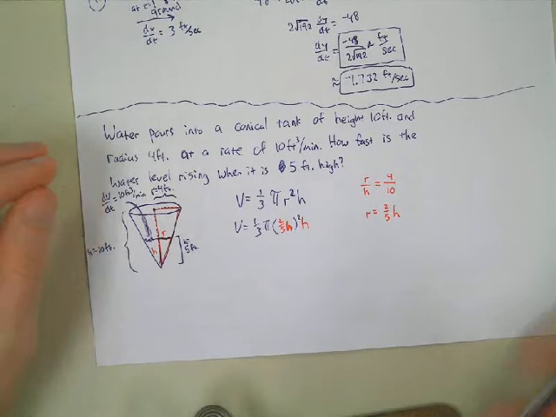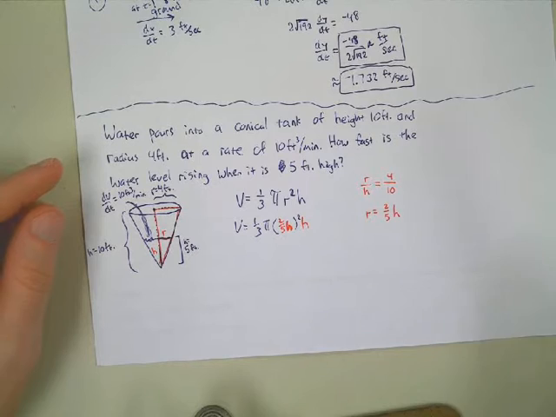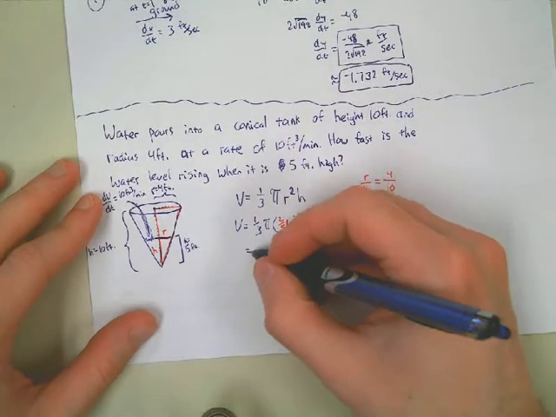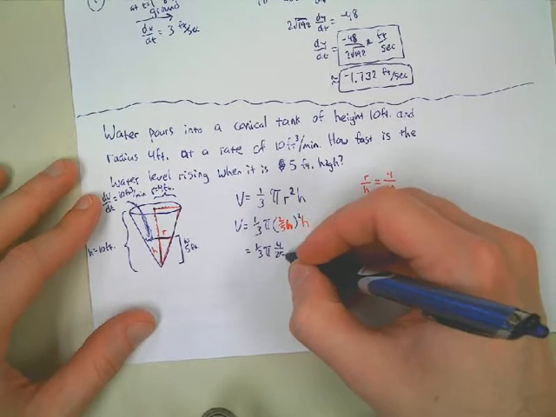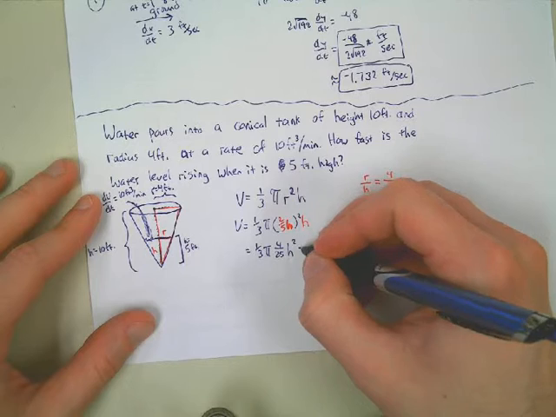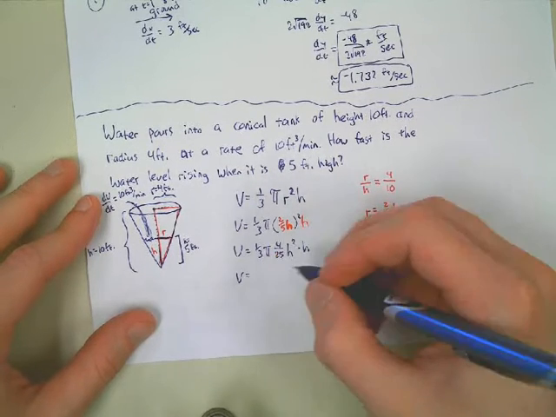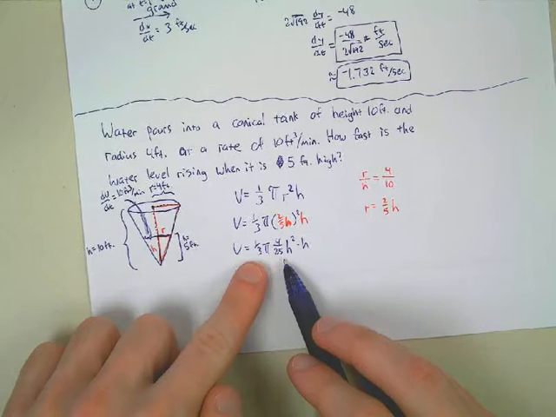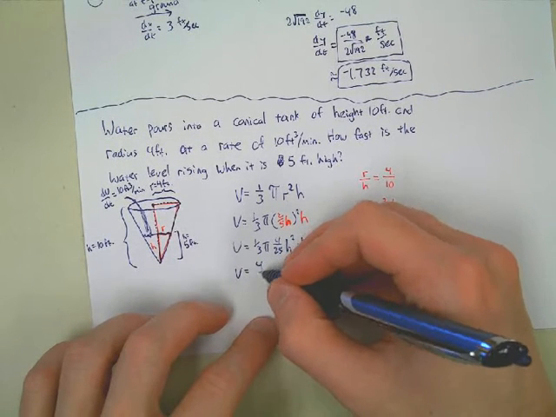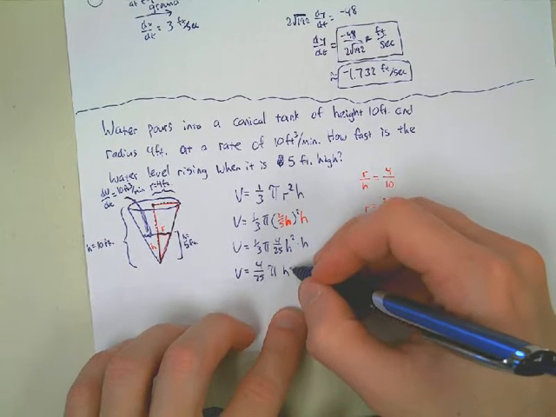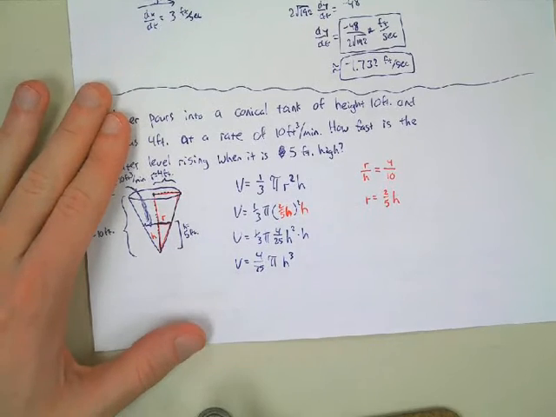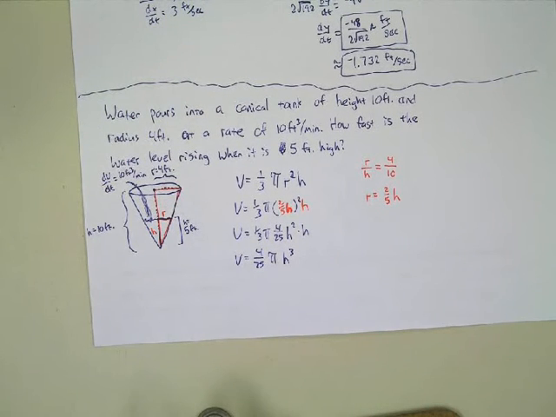So let's simplify this. 1/3 pi, let's see, 2/5 squared is 4/25. h squared is h squared times h. And so I can finally write, I guess I can simplify these fractions, can't I? 1/3 times 4/25 is 4/75 pi. And then h squared times h is h cubed. Whew. Ooh, so all that work, and now we've finally got V in terms of h.